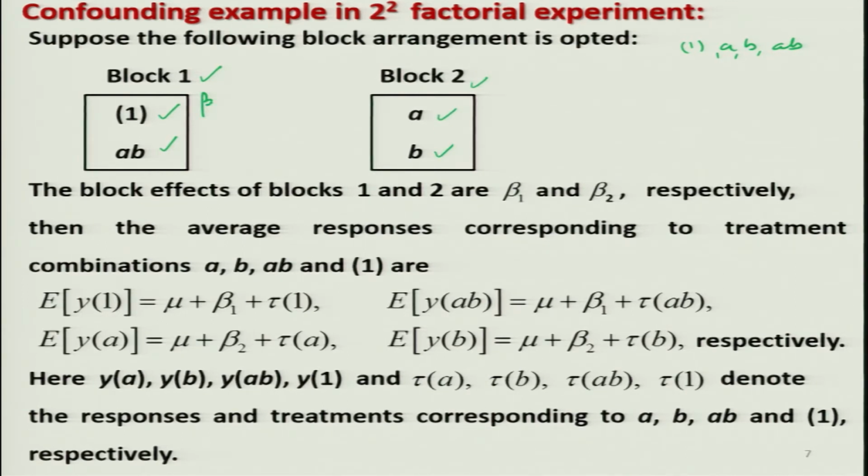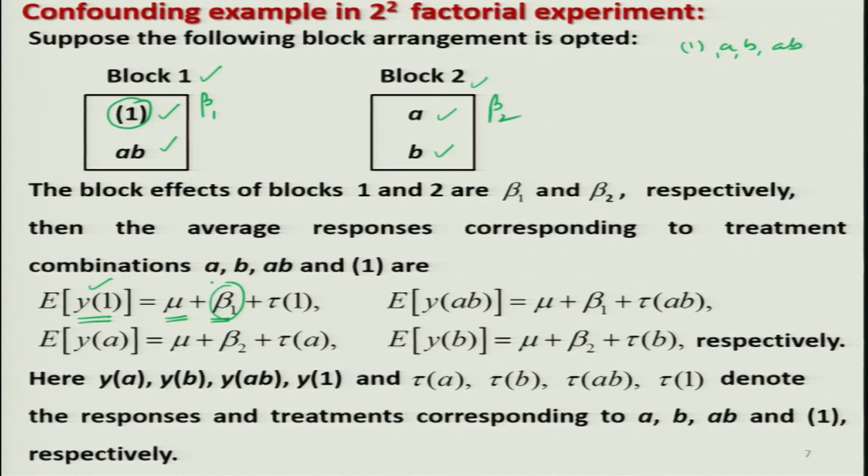So, block number 1 will have the effect beta 1 and block number 2 will have the effect beta 2. Now, we try to compute the average response corresponding to the treatment combinations 1, A, B and AB. So, now you can see here this 1 is appearing here. The response due to 1, I am indicating as y and inside the parenthesis 1. So, the model will be expected value of y(1) is equal to mu plus beta. Which beta? Out of beta 1 and beta 2, this is appearing in the first block.